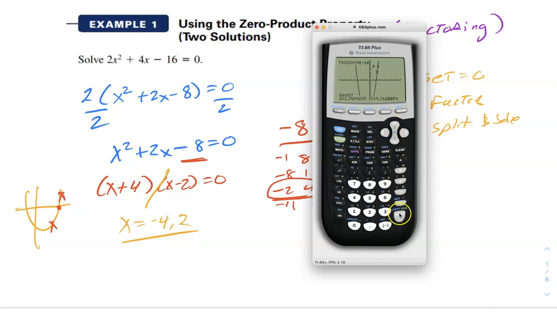And what the calculator is doing once I hit enter is searching between those two values to find the answer. And then it tells me it's at 0, right? Which is what I got. So that's how you do it in the calculator. It's a little bit more work. I mean, it's easier, but it's more time consuming.